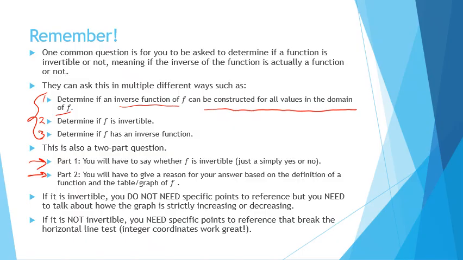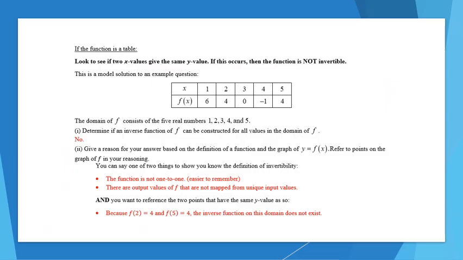All right, so we'll work through a few examples here. So let's get into those. So here, if the function is a table, it's pretty easy. Look to see if 2 x values give the same y value. So if you have 2 or more x values with the same y value, then the function is not invertible. So this was a potential question. You could see a table. And then part 1, determine if an inverse function of f can be constructed for all values in the domain of f. Here, all you have to say for part 1 is yes or no. You don't have to say anything else other than that. So here, literally just put no.